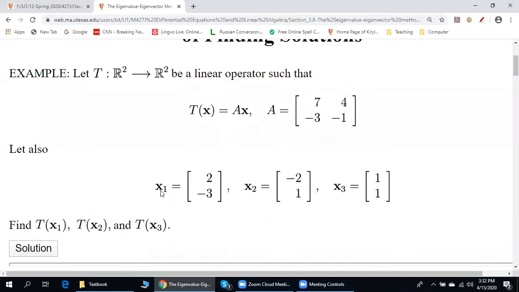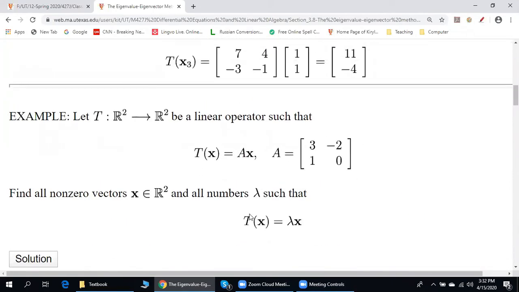T of x1 or T of x2 is a multiple of x1 or x2. T of x1 is lambda x1 and T of x2 is lambda x2. In case number one, lambda is 1. In case number 2, lambda is 5.